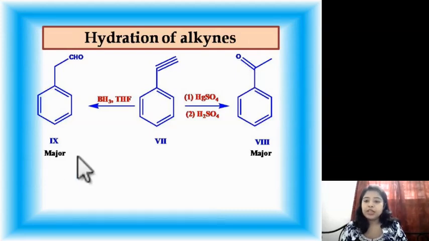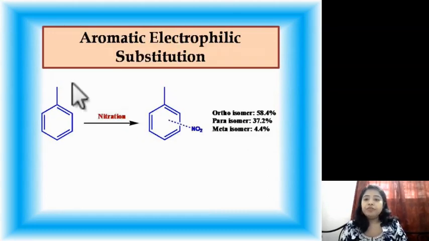Now this is the major product. So these two regioisomers are getting generated, and the reaction is under regiocontrol. Now if you carry out an aromatic substitution, say in this case the aromatic electrophilic substitution.